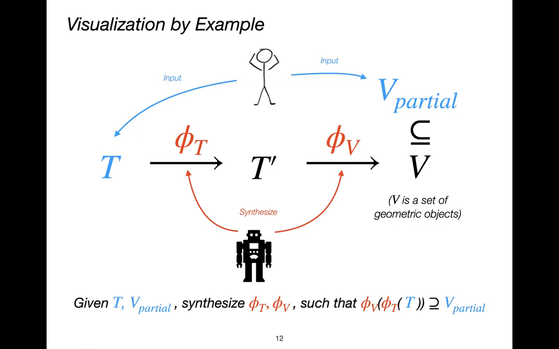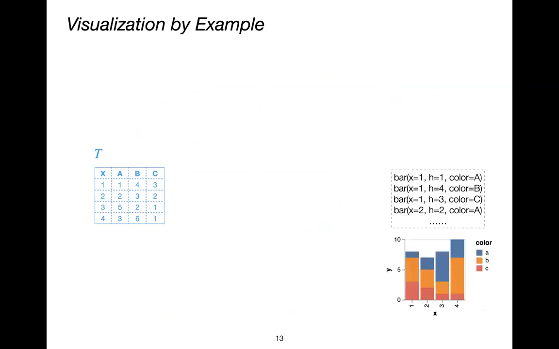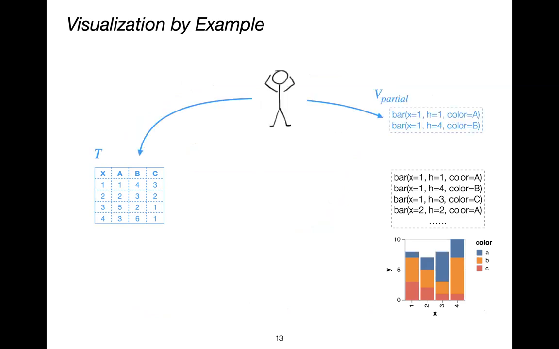It's a little bit hard to see in those symbols, but some people like those kinds of symbols. So for example, a user has a dataset of 4 columns, X, A, B, and C. And this is the goal of the visualization: we want to create a stacked bar chart with all the bars stacked together for the same x-axis values. The user creates a partial visualization, for example 2 bars that will appear in the final visualization. If you render those 2 small bars in the plot, you get this tiny visualization.